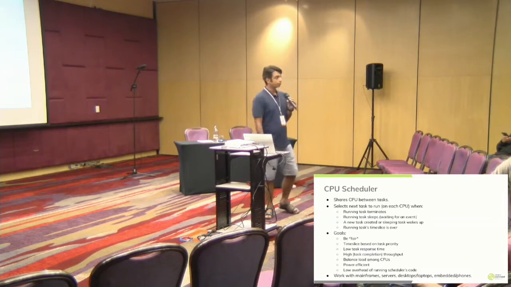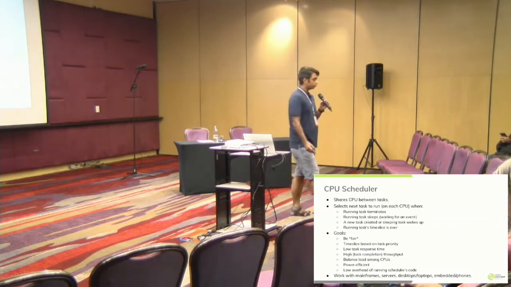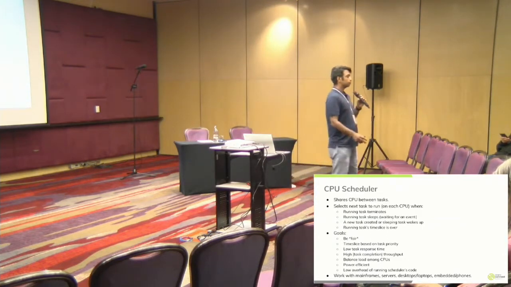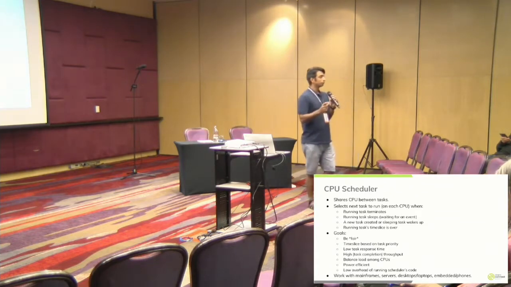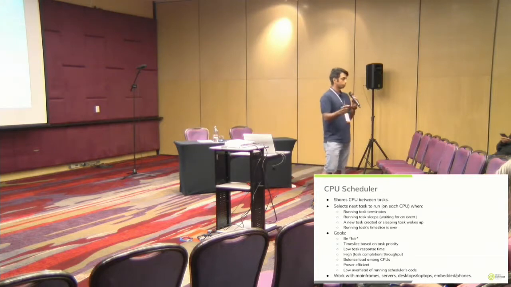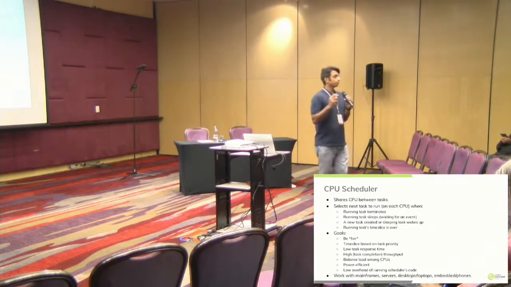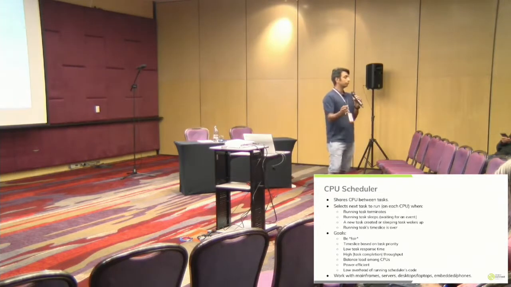If we are sharing the CPU between multiple tasks, each task has a time slice based on its priority. Once that time slice of 5 milliseconds or so completes, we pick a new task. At that time, the scheduler comes into play again, and it finds the next task to run on that CPU.